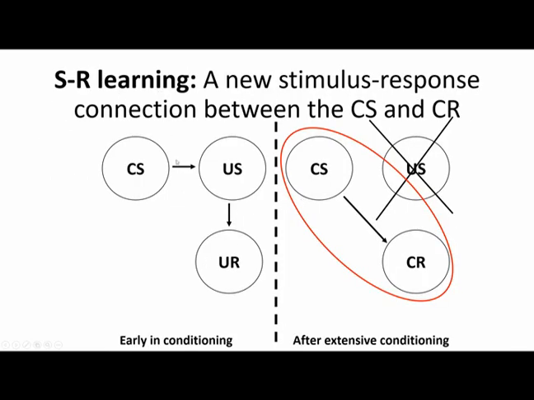So S-R learning first, we're seeing that standard setup, our conditioned stimulus is associated with our unconditioned stimulus and produces an unconditioned response early on in conditioning. So this is during our acquisition phase. Over time, as that conditioning is happening, more and more associations between the CS and the US become unnecessary, and we see a direct link between our conditioned stimulus and now what is our conditioned response. So we're seeing a new connection between our stimulus, the CS, and the response, our conditioned response.